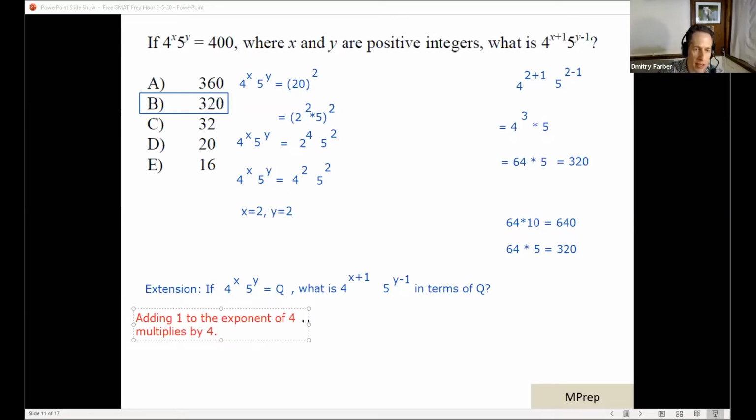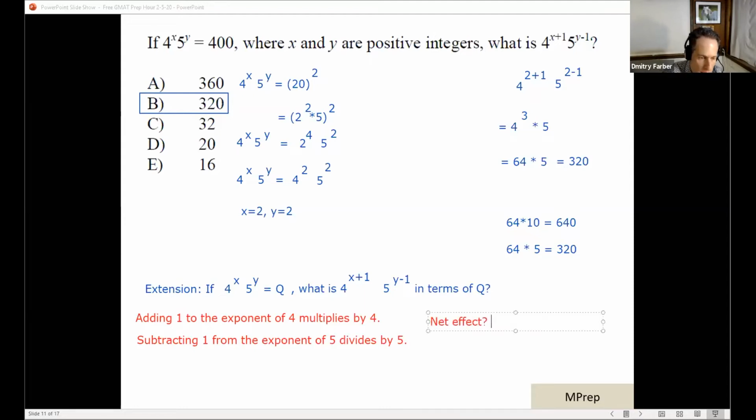And so what happens when I take 1 away from the exponent of 5? Subtracting 1 from the exponent of 5 divides by 5. When I go from 5 squared, which is 25, to 5 to the first, which is just 5, I'm dividing by 5. So the net effect, I'm multiplying by 4 and dividing by 5. So it would just be 4/5 q, or if you like, 4q over 5. So if we recognize that reasoning, then we could do this other problem much faster.